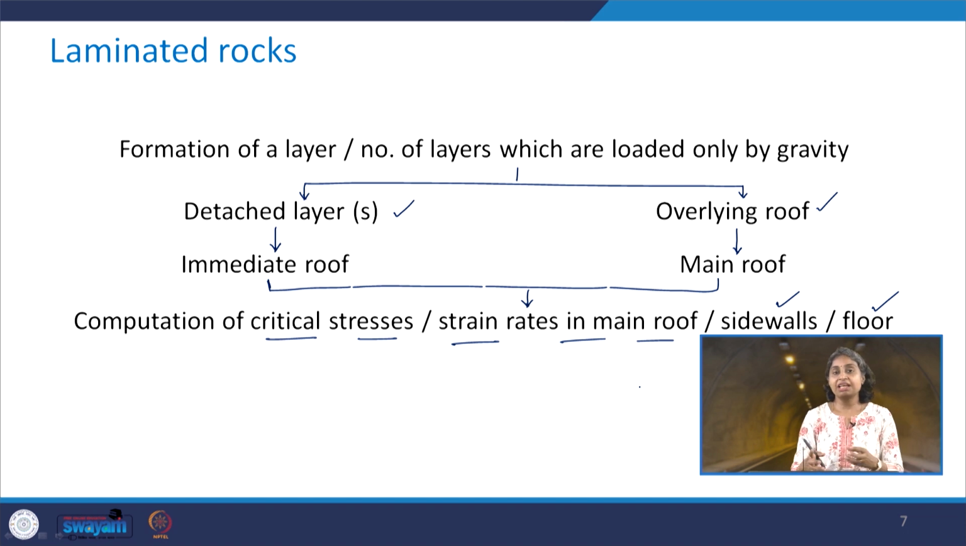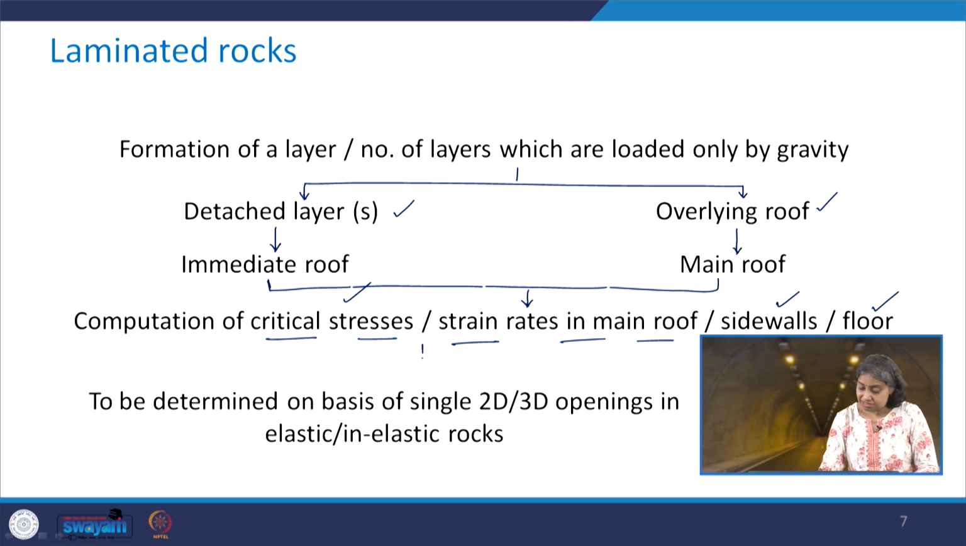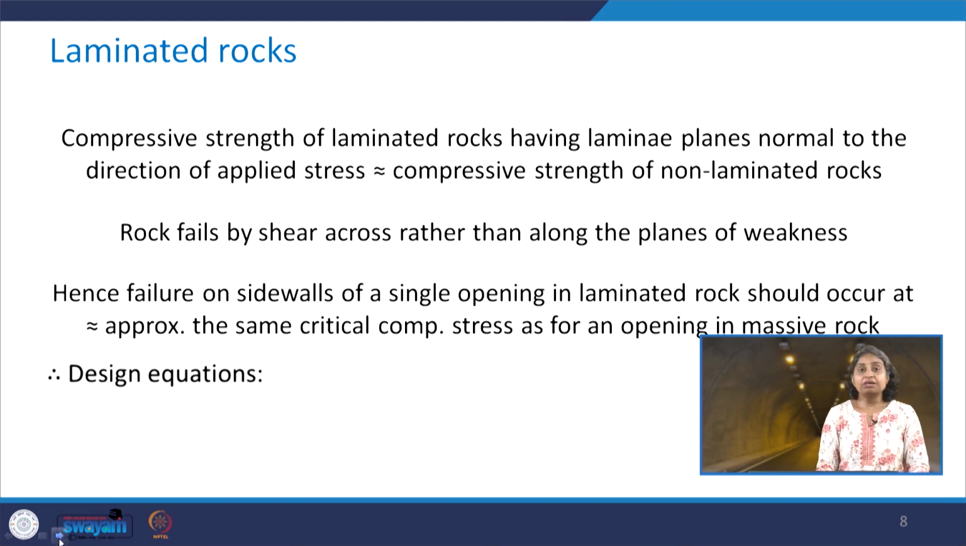So, when we say that we are trying to analyze the opening in the laminated rock, basically we want to compute the critical stresses and the strain rates in the main roof, side walls and floor. So, this is to be determined on the basis of single 2D or 3D openings in elastic or inelastic rocks. Now, the compressive strength of laminated rocks having lamina planes normal to the direction of the applied stress is approximately equal to the compressive strength of non-laminated rocks.